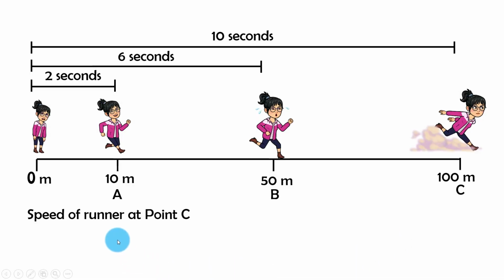Okay, then we continue until the runner at point C. Point C is 100 meter. For 100 meter they're using 10 seconds. So we're still using the formula, 100 over 10. So we get 10 m s^-1. Okay, so this one is how to measure the speed of the runner.